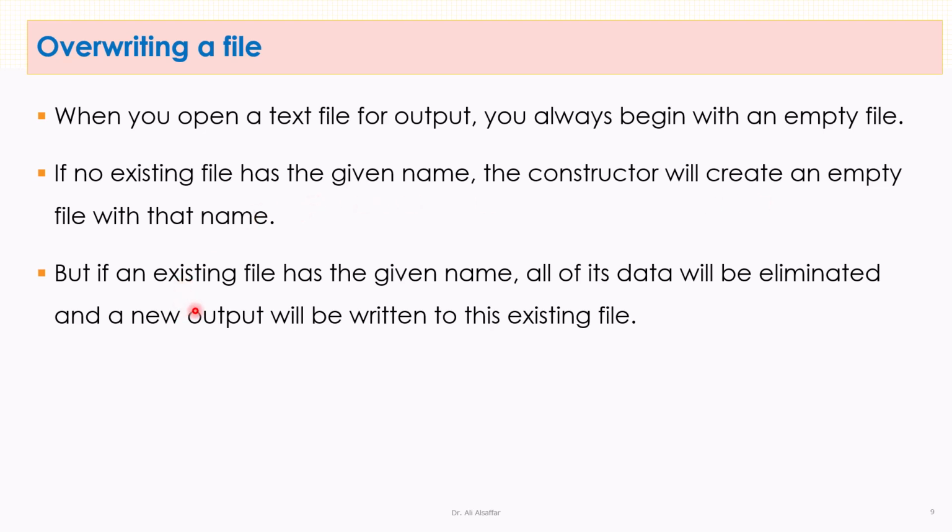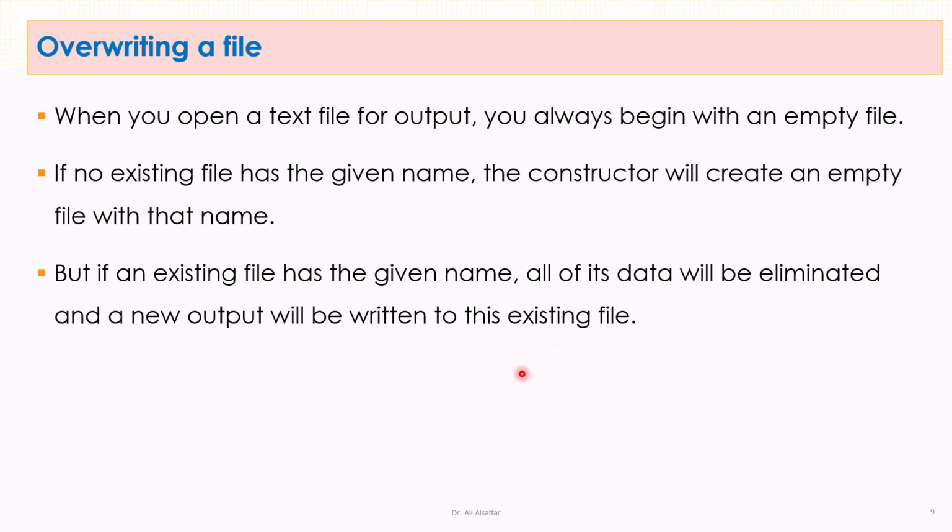But if an existing file has the given name, then all of its data will be eliminated, which means deleted, and a new output will be written to this existing file, and again we are going to write into this file from scratch. Here we say that we are overwriting a file. That means a file already exists, but we are overwriting the data inside the file.